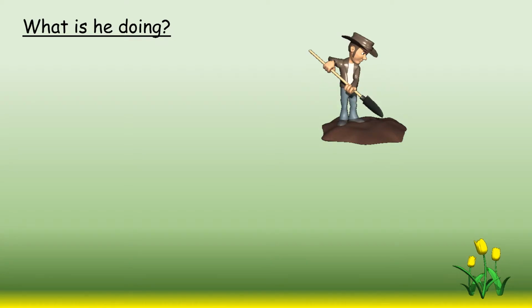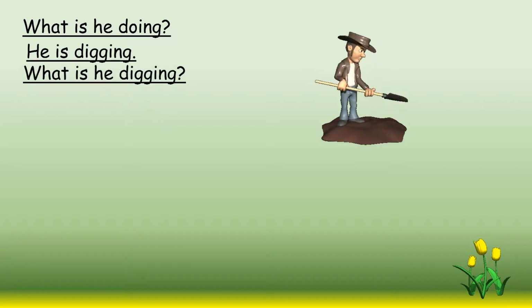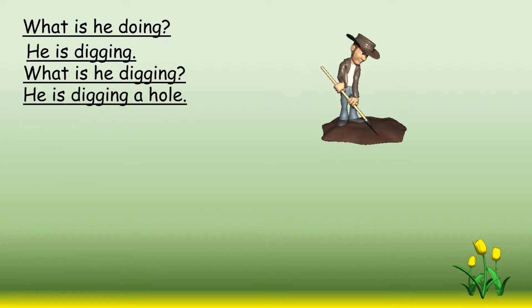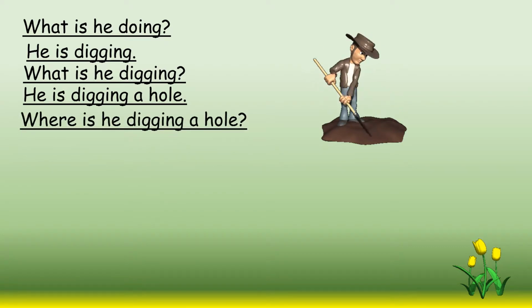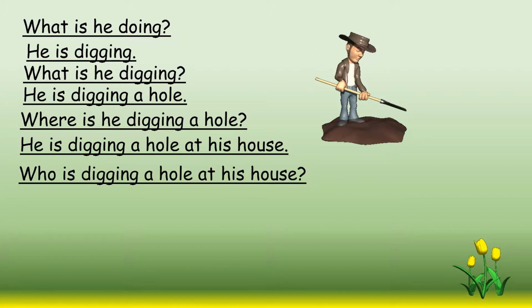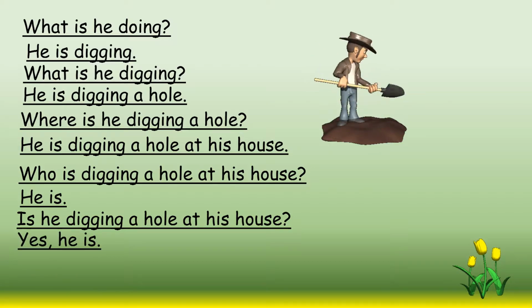What is he doing? He is digging. What is he digging? He is digging a hole. Where is he digging a hole? He is digging a hole at his house. Who is digging a hole at his house? He is. Is he digging a hole at his house? Yes, he is.